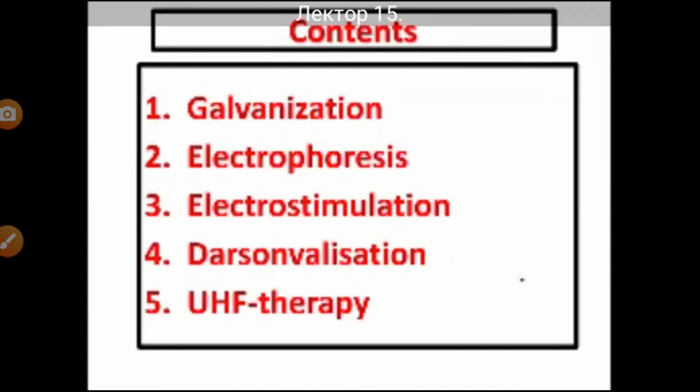Question number 1. Galvanization. Question number 2. Electrophoresis. Question number 3. Electrostimulation. Question number 4. Desenvasalization. Question number 5. UHF therapy. You write in your copybook all information by contents.